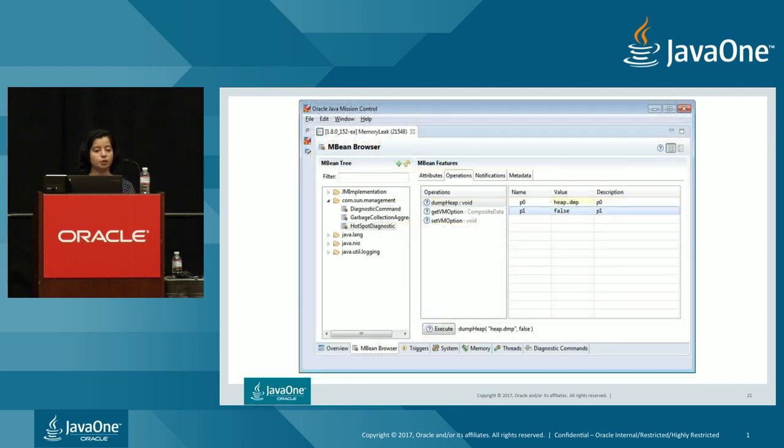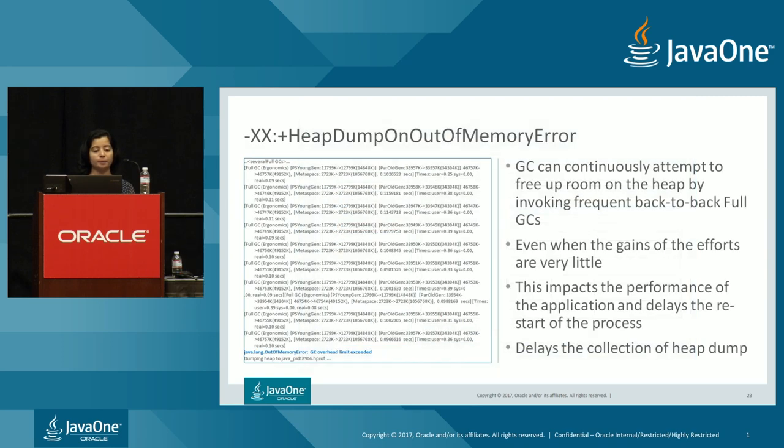This screenshot shows Java Mission Control. Through Java Mission Control as well, it is possible to collect a heap dump. Again, there are two MBeans, HotSpot diagnostic and diagnostic command. Using the dumpHeap operation of the HotSpot diagnostic MBean, we can collect heap dumps. As I mentioned, there is a JVM option, HeapDumpOnOutOfMemoryError, which can be used to collect heap dumps in case the JVM fails with an out of memory error.